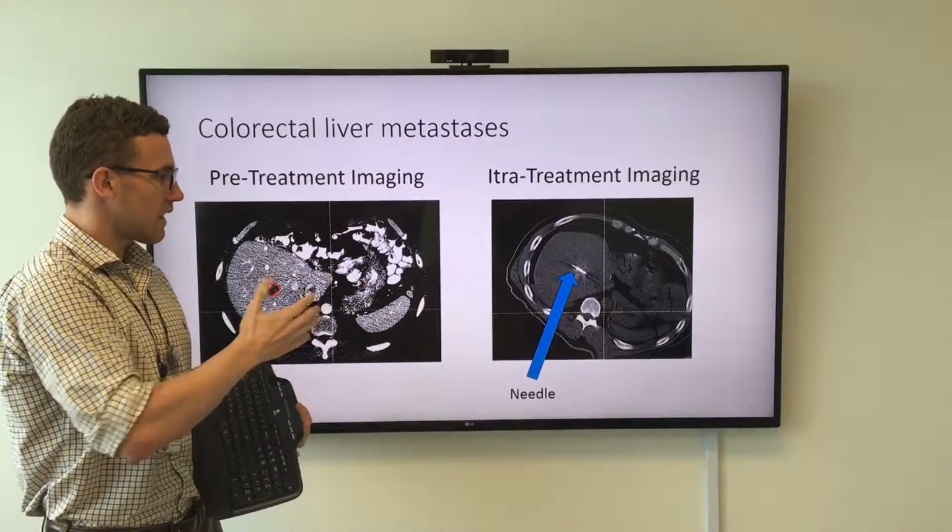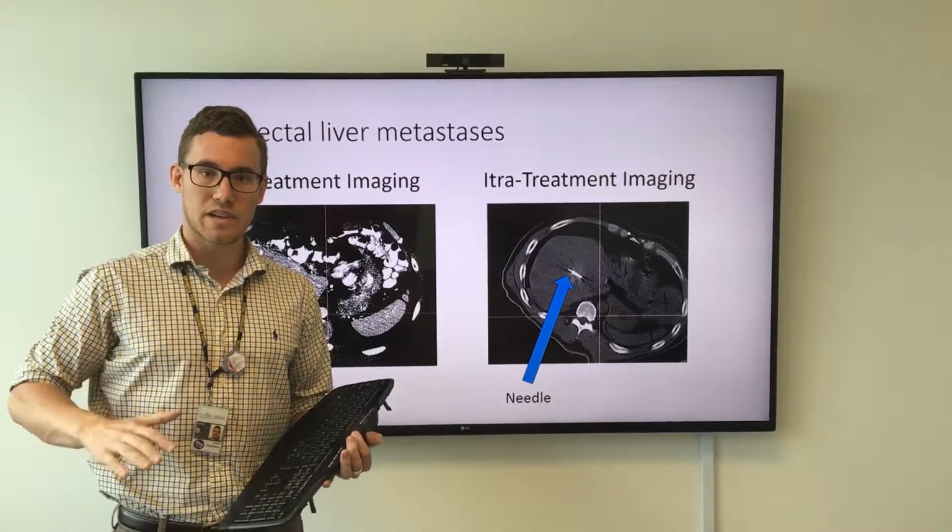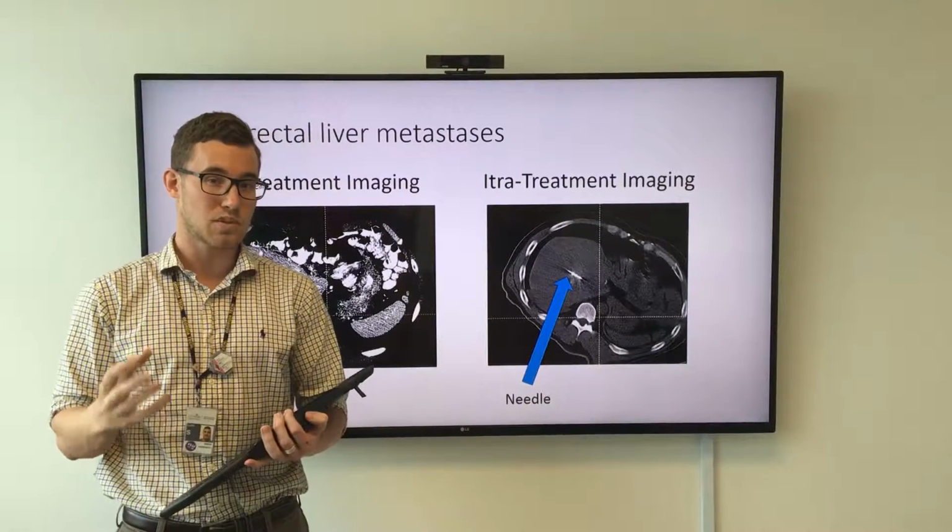Now I know you might be thinking, well, you know where it is beforehand, how hard can it be to hit it? But the thing is, your liver, if you think about it, is right underneath your lungs. Every time you breathe in or breathe out, that liver is moving, and it's a very squishy organ.